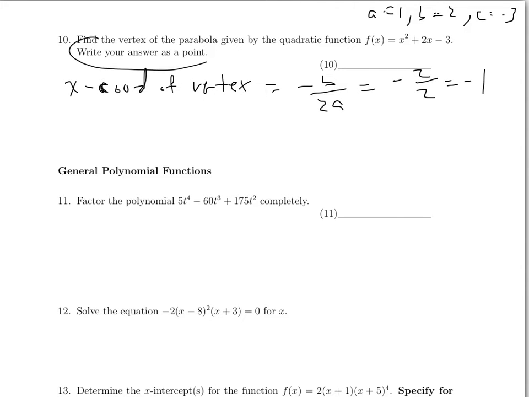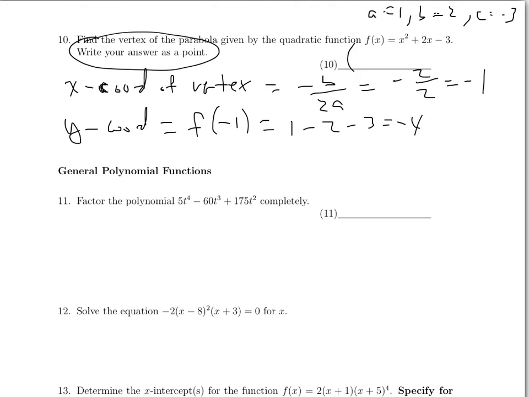I want my answer as a point, not just an x-coordinate, so I need to know the y-coordinate as well. So the y-coordinate is just going to be f of the x-coordinate, right? It's what I get when I put the x-coordinate into the formula. And so if I do that here, I'll have 1 minus 2 minus 3, which is -4. So my answer as a point is -1, -4. So on a graph, I can picture where that is on a piece of graph paper. That's going to be the vertex, the bottom point of this opening upward parabola.